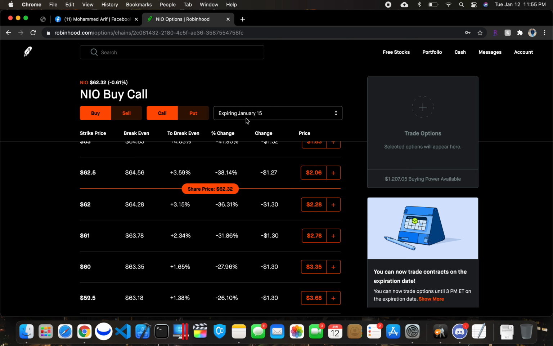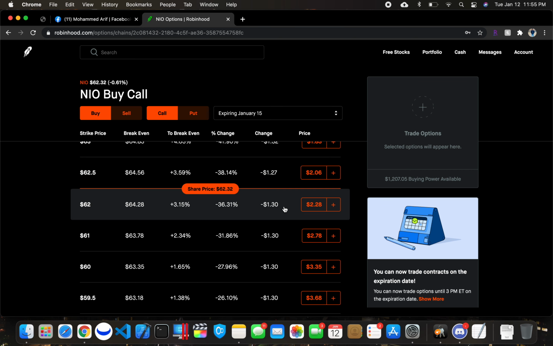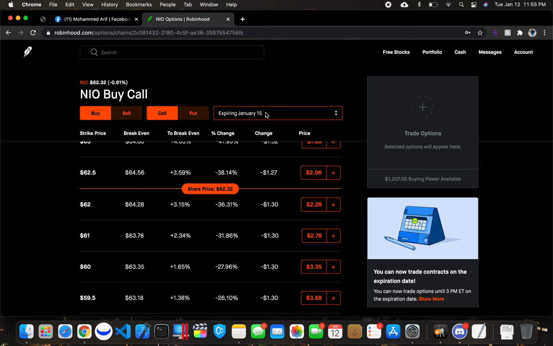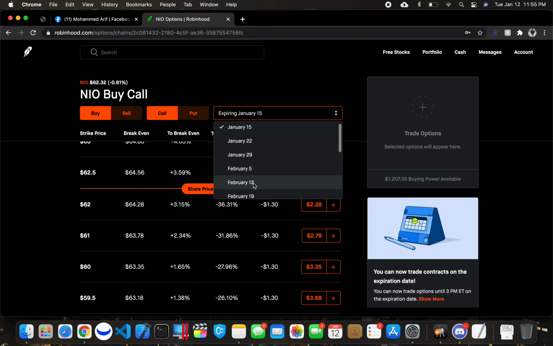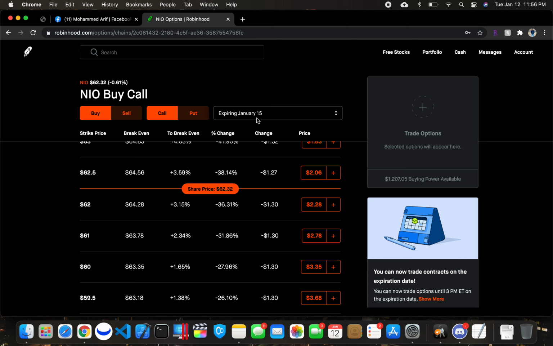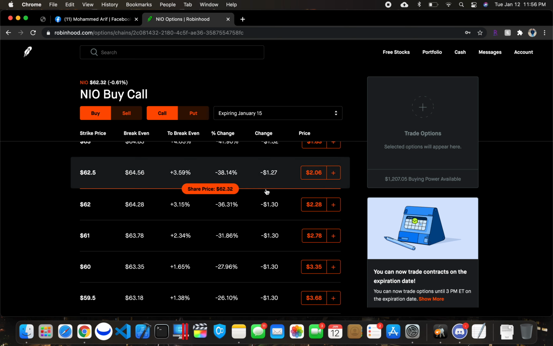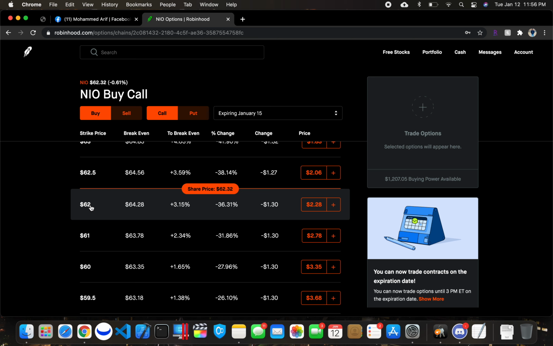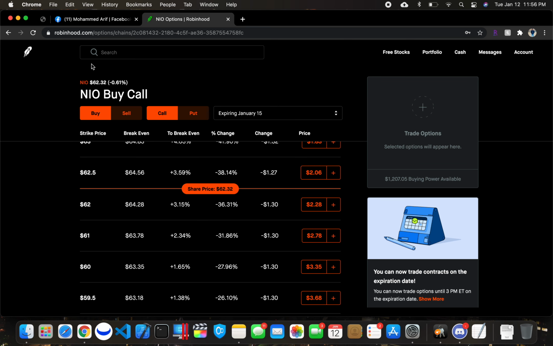Since I have a January 15 call here, what I can do is click on this price here. You can change the date to any date you like. Remember, the dates are at any time you desire, but the further the date you go, the more it's going to cost you. For example, if you look at this $62 call on January 15, it will expire. If you're up to even $63, $64, you will be making profit.